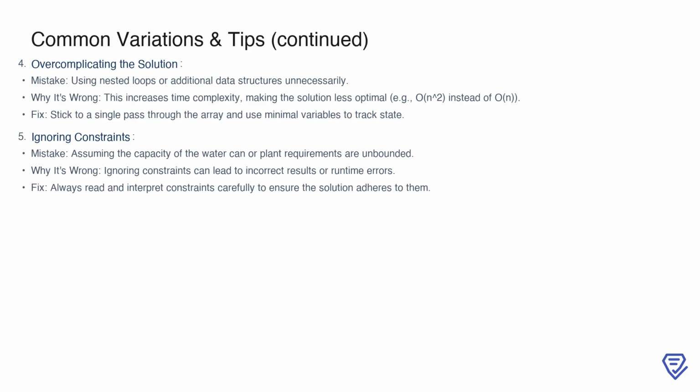Similarly, ignoring the problem's constraints can lead to major issues. If you assume that the water can's capacity or the plant's water requirements are unbounded, your solution might produce incorrect results or even runtime errors. To prevent this, always read and interpret the constraints carefully, ensuring your solution adheres to them. By keeping these points in mind, you can develop a cleaner and more efficient solution.